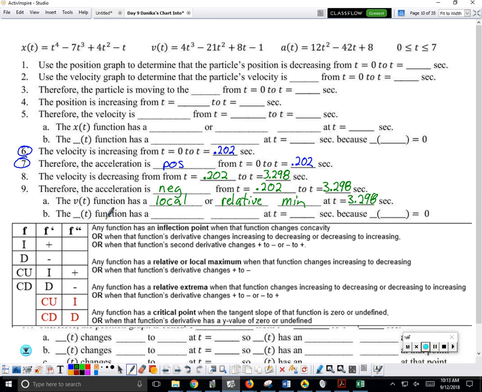So let's see, the velocity function has a critical point.